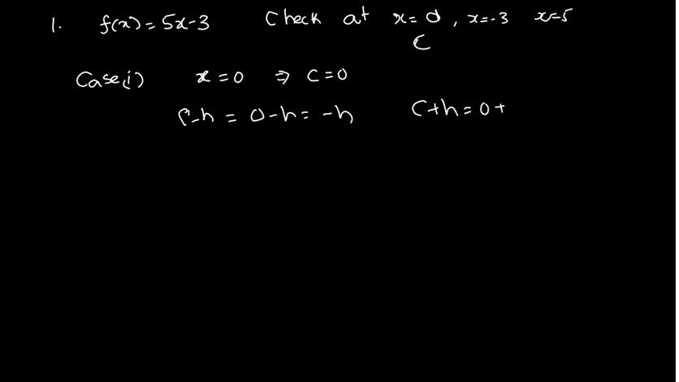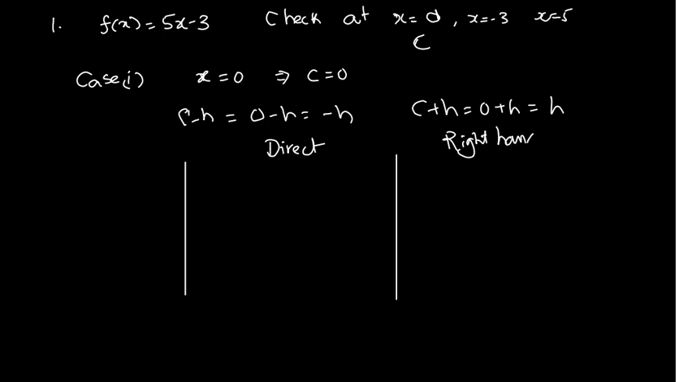No, correct? Now, for f of c minus h, we already found c minus h value equal to minus h. That means we will be getting f of minus h. For f of minus h, you are substituting minus h into this: 5 into minus h minus 3. That is minus 5h minus 3. And f of c plus h is 5 into h minus 3. So I have to apply the limit, h tends to 0 of minus 5h minus 3. So you are substituting h to 0.